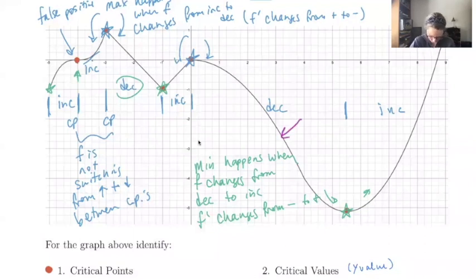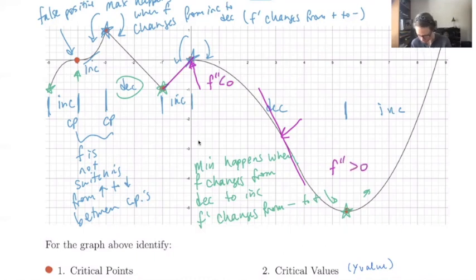There's an inflection point somewhere in here. It needs to be where the tangent line kind of crosses through the function. Is there an inflection point here? The concavity changes from 0, like a straight line has 0 concavity, and then here the second derivative is less than 0. Here the second derivative is greater than 0. Here it is less than 0. Here it is greater than 0. So this point actually is also an inflection point because the concavity does change there.